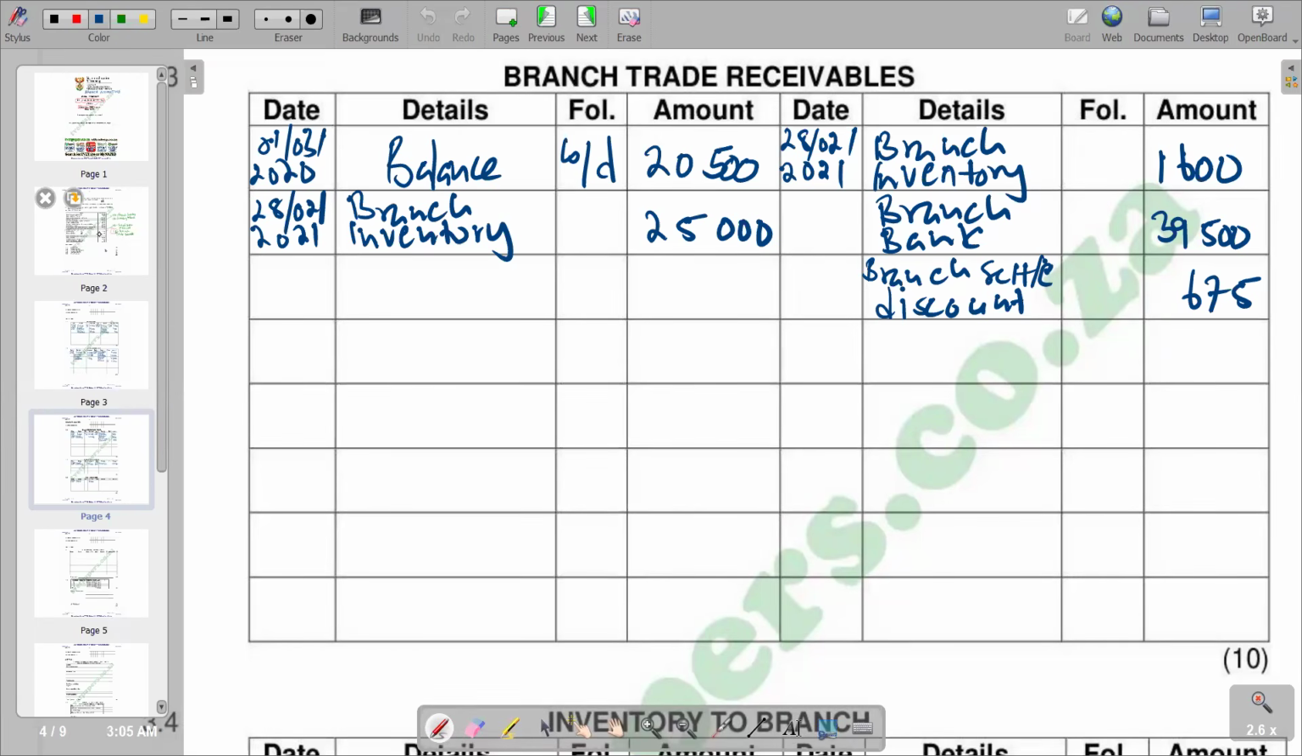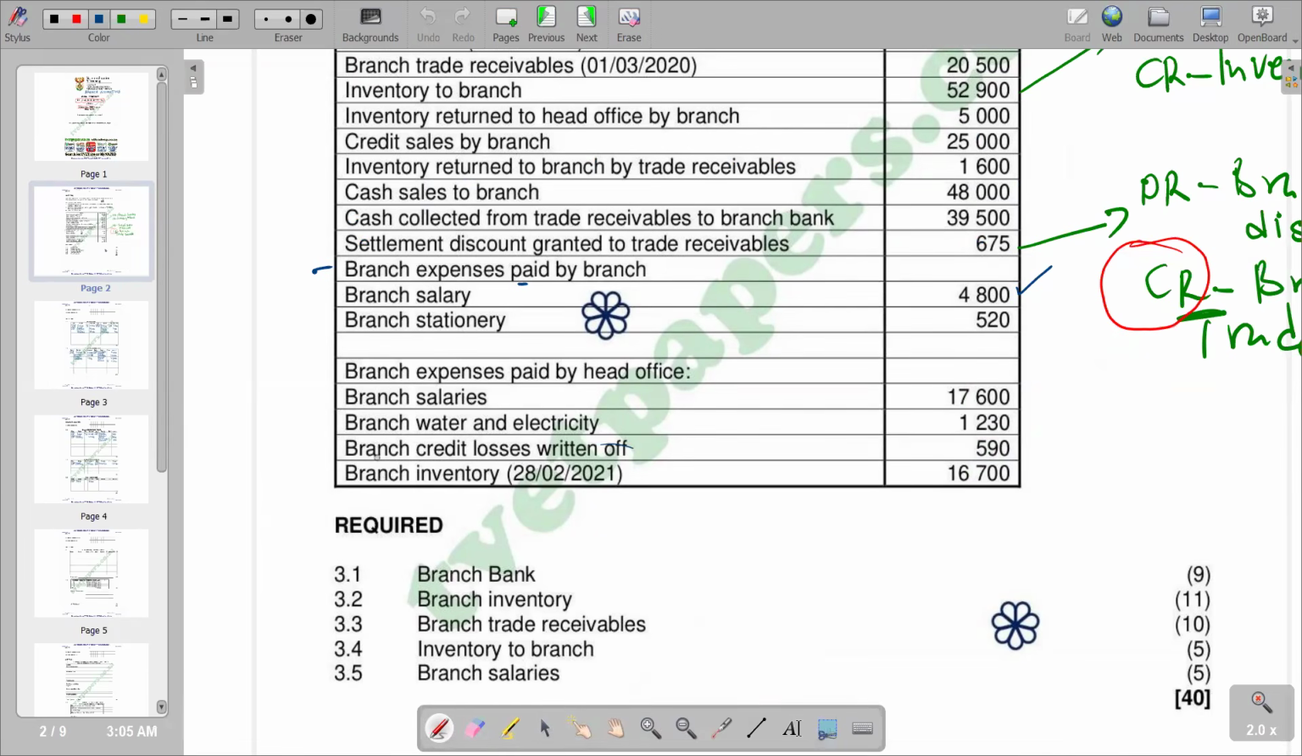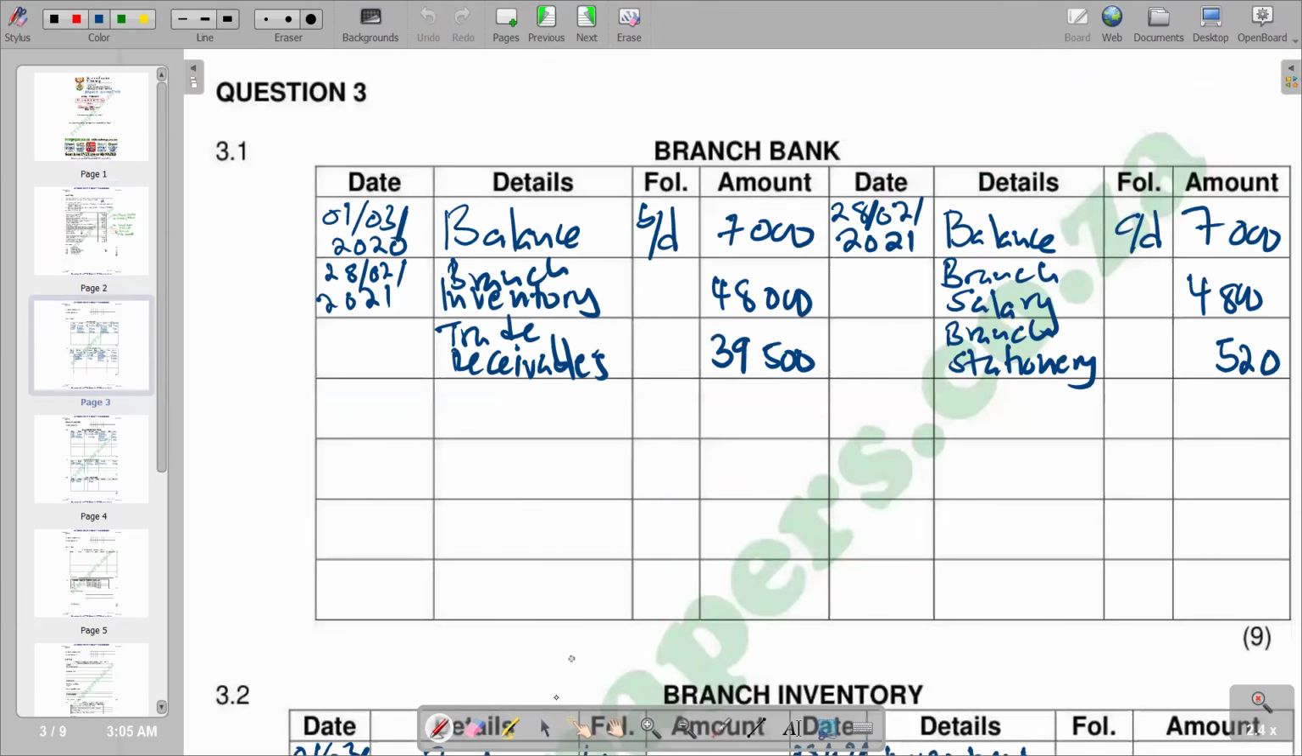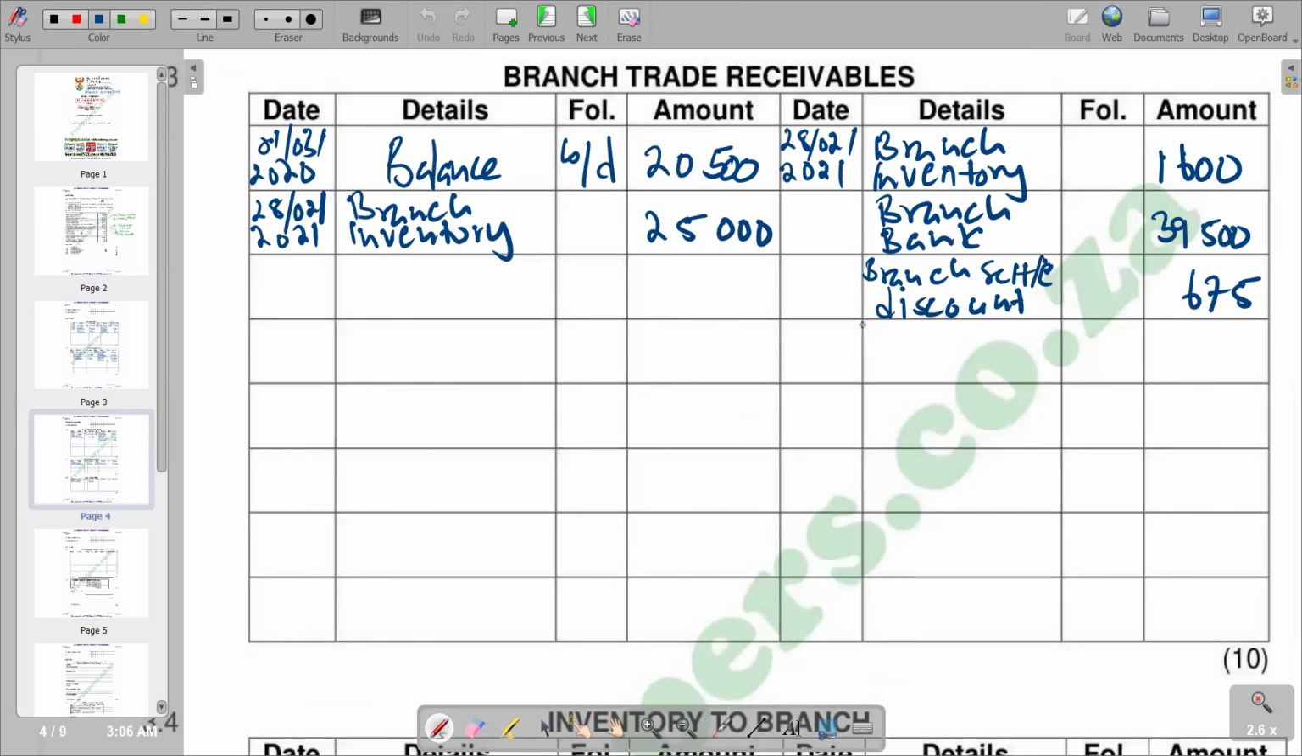So if we go back to the question, you would see that in terms of branch credit loss written off, branch credit loss written off 590. Remember, a credit loss is embedded, so it reduces the amount of trade receivables. So it means we've got part of the trade receivables that are not going to be able to pay back our money. So we have to write them off by reducing the amount of trade receivables. So by reducing, we go to the credit side of the trade receivables and put our 590 as our credit loss. So we check in terms of branch trade receivables, which we are having here, and then go to the credit side. We are saying it's a branch credit loss.